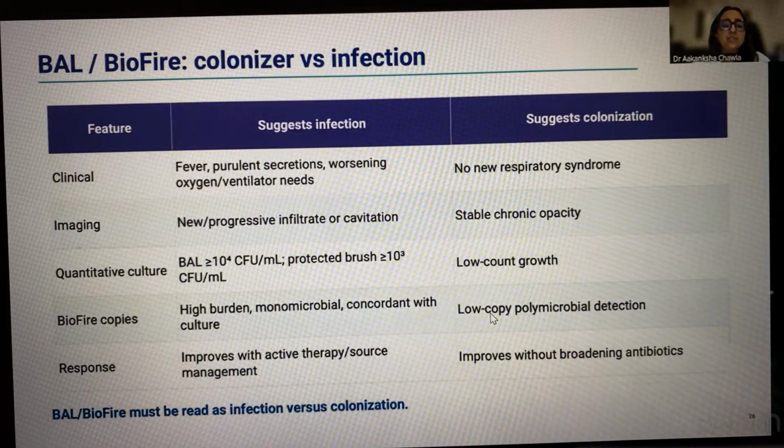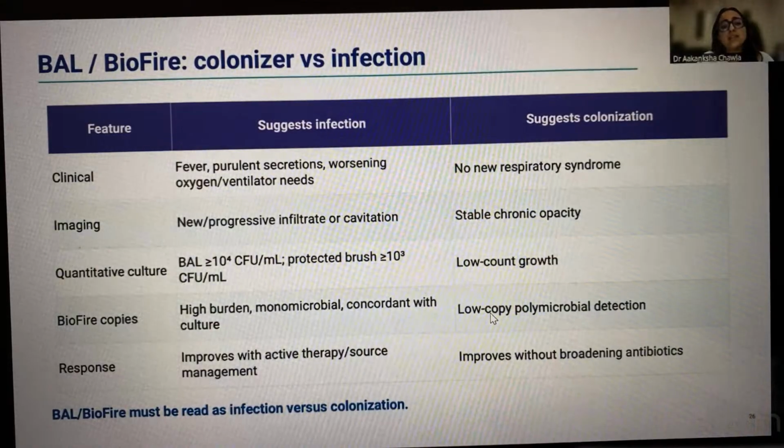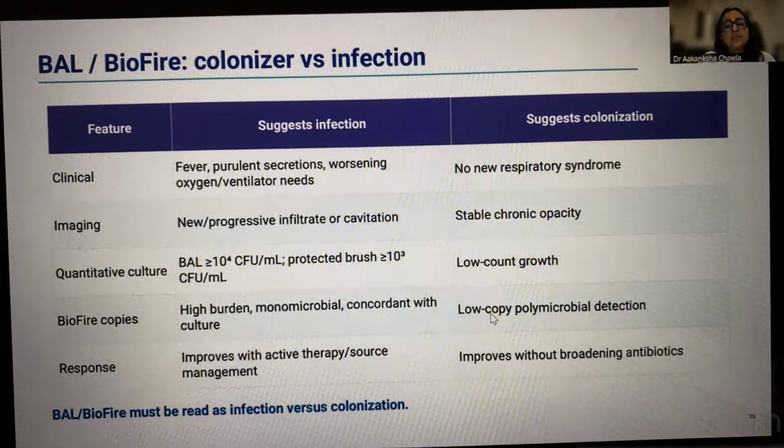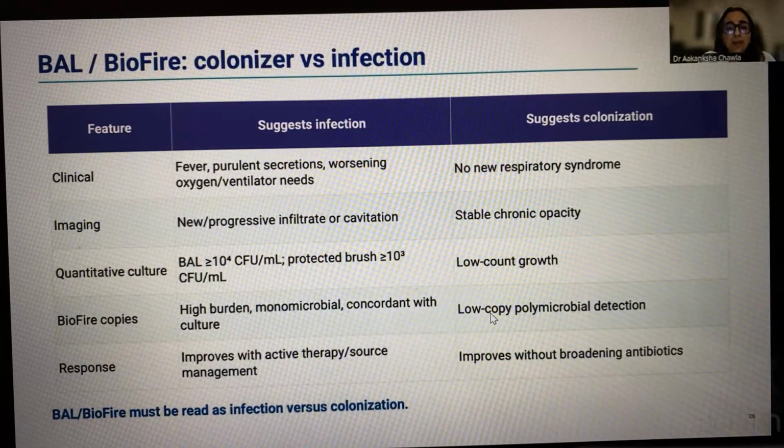Then when you look at a BioFire sample or a BAL sample, what tells you that this is a true infection or a colonizer? A true infection patient would have fever, purulent secretions, worsening oxygenation, increasing ventilatory demands, a new progressive infiltrate on the chest X-ray, and BAL showing you 10 to the power 4 colony forming units per ml of growth. When you do a BioFire, it shows you a higher burden, monomicrobial growth which is concordant with your culture, and your patient is improving in response to active therapy.